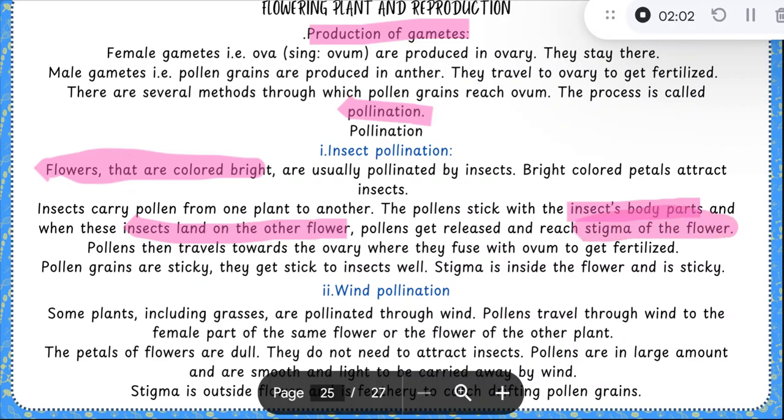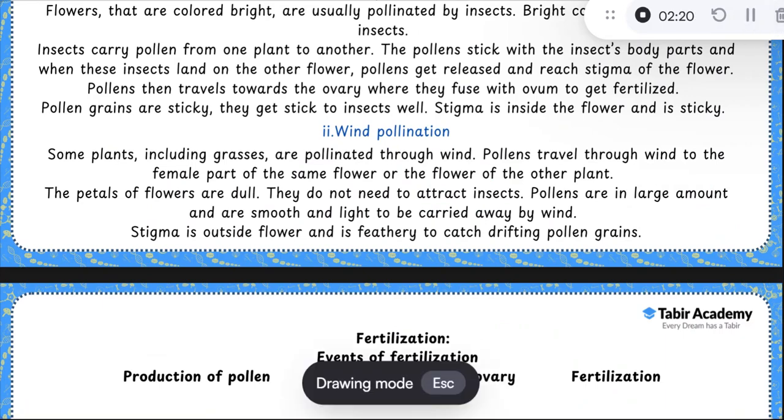Pollen then travels towards the ovary where it fuses with the ovum to get fertilized, and pollen grains are sticky, so they stick to the insects well. Stigma is inside the flower and is sticky, so it also aids in the process of attachment of pollen grains to it. Then there's wind pollination.